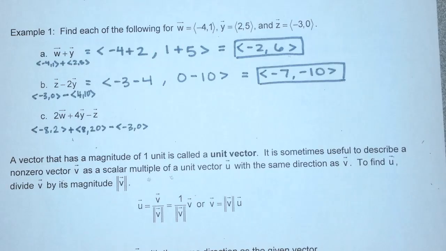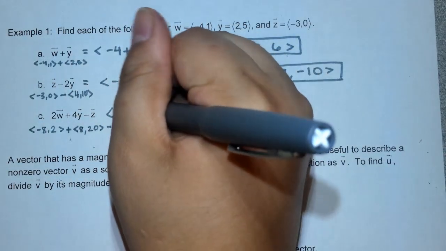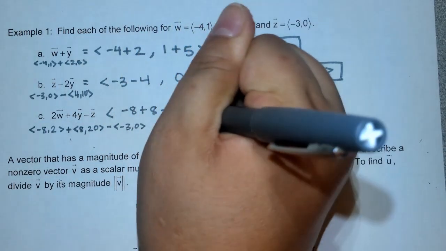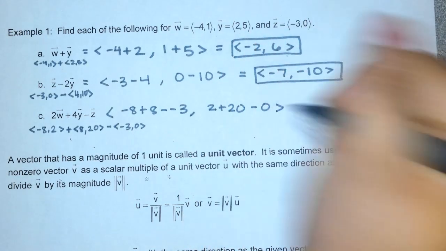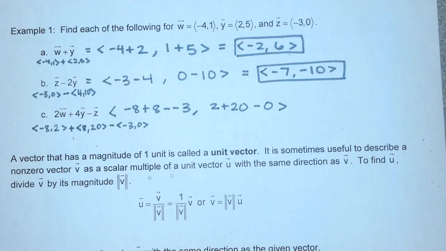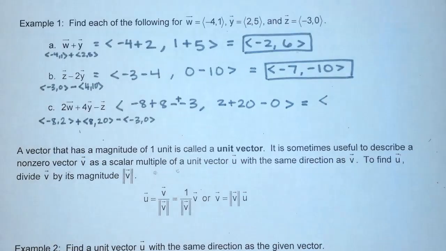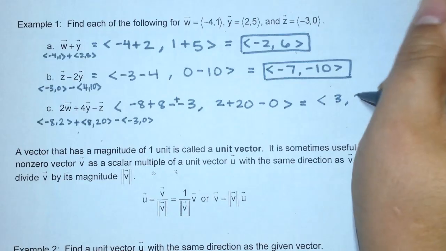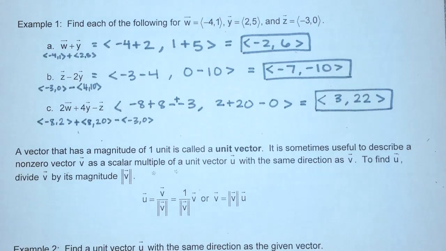Now, because this has 3 different vectors, your x component and your y component, you're going to have 3 different numbers. So, what is negative 8 plus 8 minus negative 3? What is 2 plus 20 minus 0? Does everybody see how we're doing all the x's and then all the y's? And this is going to give me what? Be careful. Positive 3, because a negative and a negative is a positive, 3, comma, 22. So this vector would go right 3 up 22.